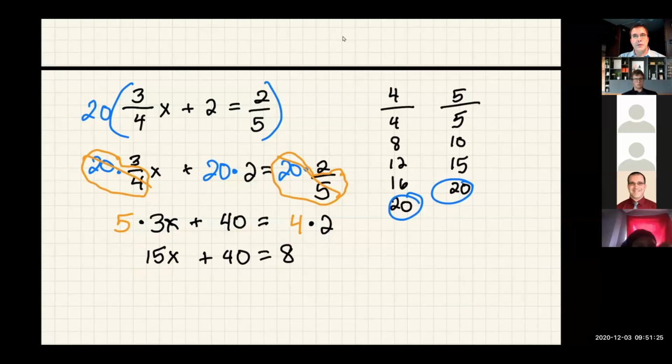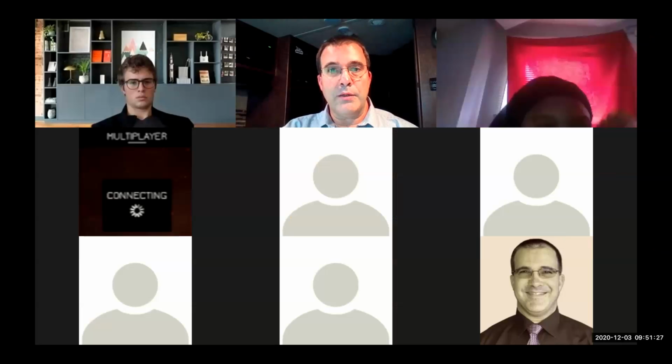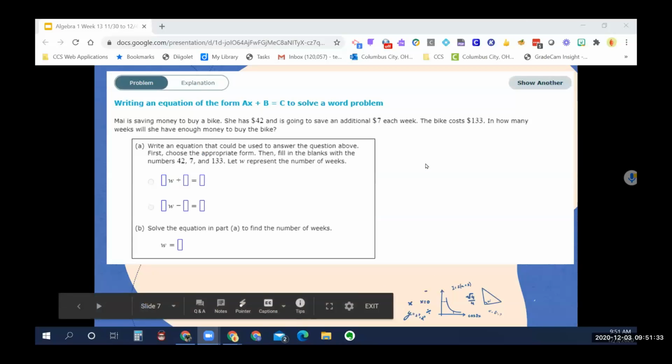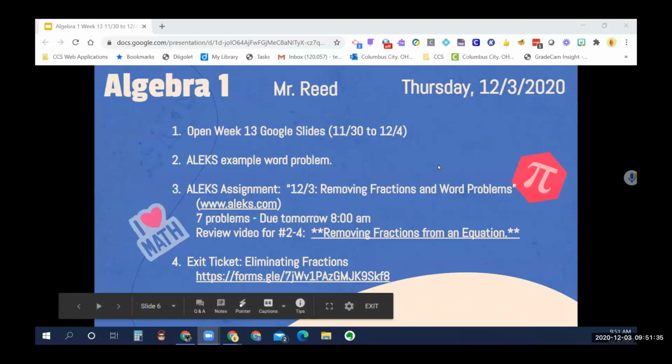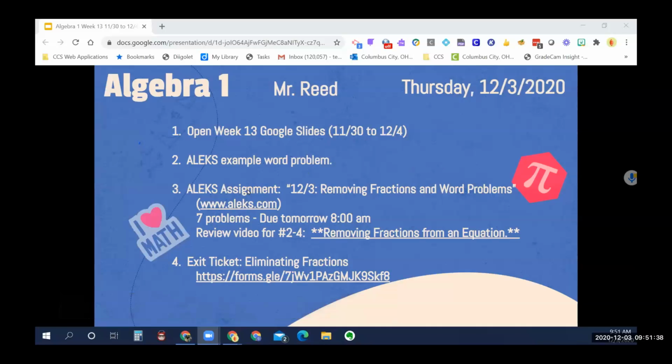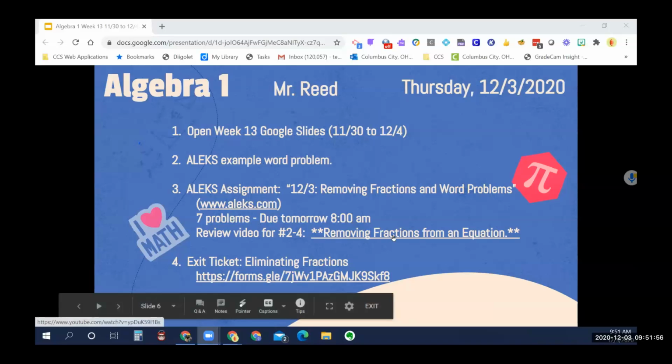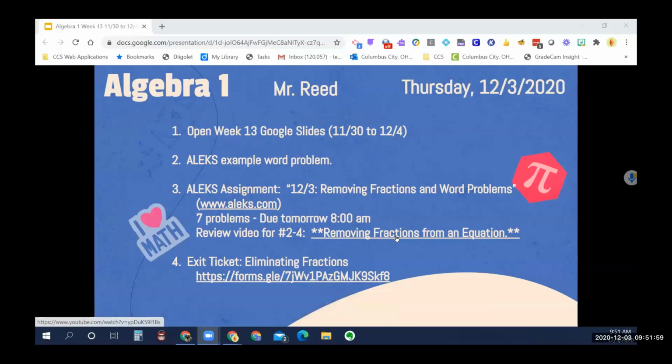Let's get out of this. I'm going to go back to our Google Slides real quick. This is our ALEKS assignment for today. It's got some of the same kind of problems, not all of them, but it's got the getting-fractions-out-of-equations problems in it, and it's got 3 word problems like what we just looked at. This right down here is a link to our video where we've done multiple examples of getting fractions out of the equation. Just a reminder about it.